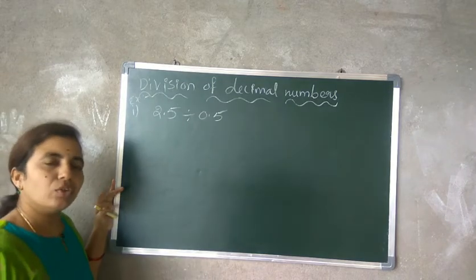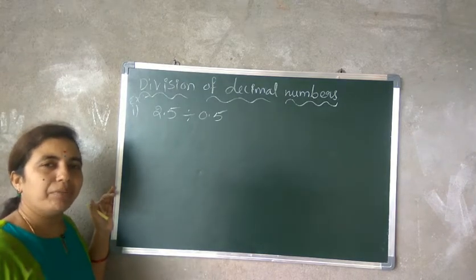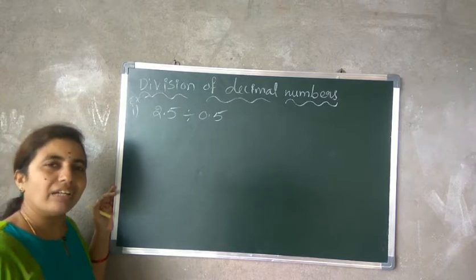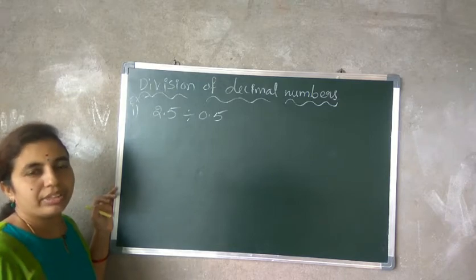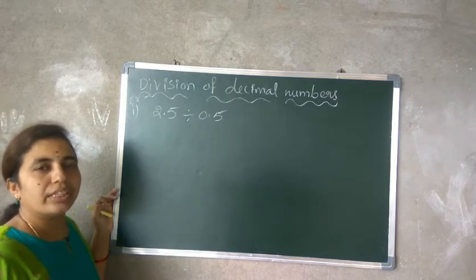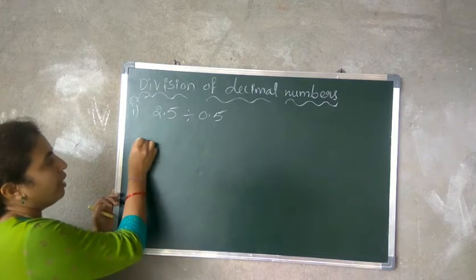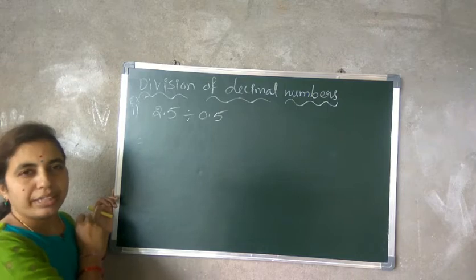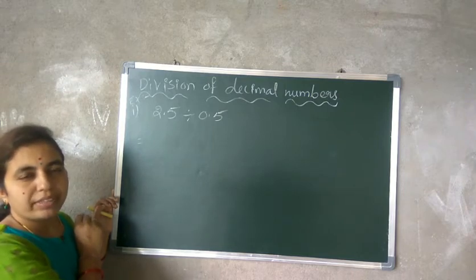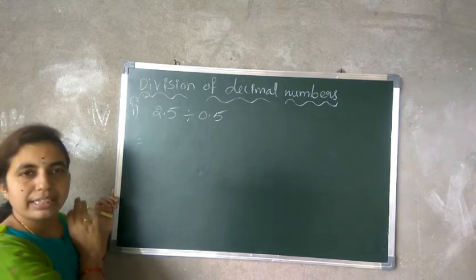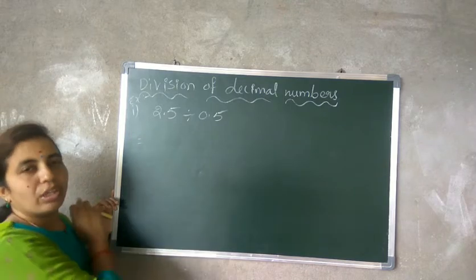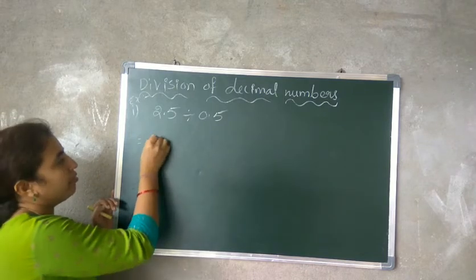whenever a division of two decimals is given, first convert them into fractions so that it will be very easy for you to get the answer. See, 2.5. When you convert this into a fraction, first without the decimal you have to write the total number as the numerator. So 2, 5, without the decimal the number is nothing but 25.